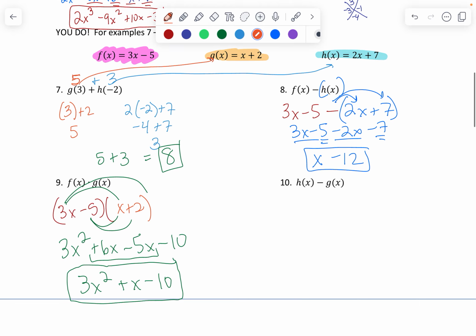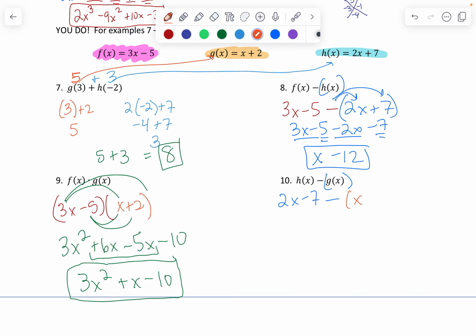Okay, and then you had one more subtraction question. So h of x, that one's 2x minus 7 minus, again, always put the second one in parentheses, the g function, which is x plus 2. Distribute the negative. So this is 2x minus 7 minus x minus 2. Okay, so that's x minus 9.